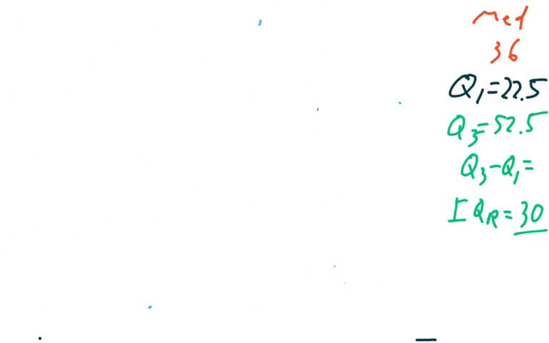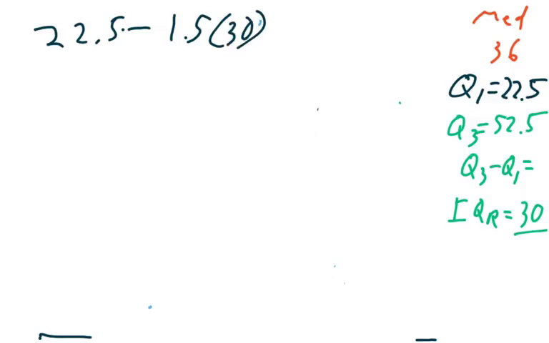So in order to find the outliers, if there are any, I'm going to do 22.5 minus 1.5 times the IQR, which was 30. And that gave me an answer of negative 22.5. Now it takes no one longer than negative 22.5 minutes to get ready.